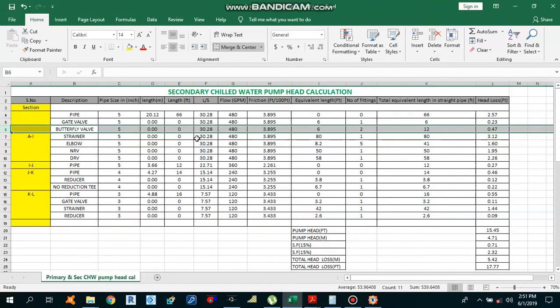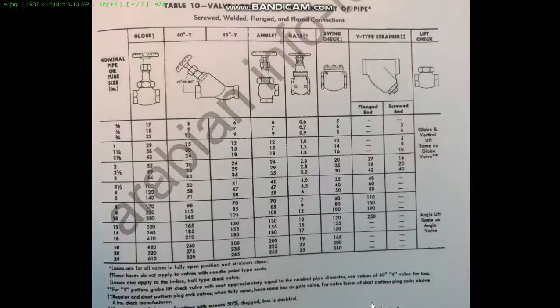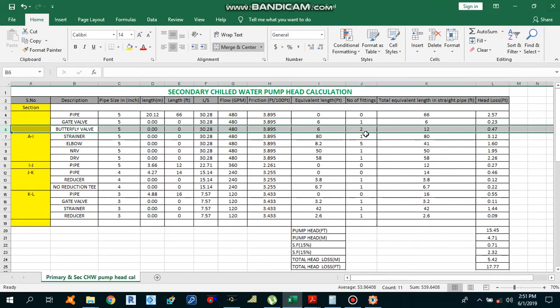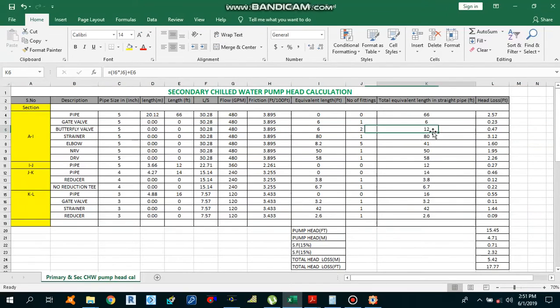Now move to the butterfly valve. We have 5-inch pipe size, the 5-inch butterfly valve over here, so we need to calculate the equivalent length. Since butterfly valve is not listed over here, we can go for the gate valve. Same 5-inch pipe size, that is 6. So again 6, but we have 2 butterfly valves over here, as we already checked on the section of the secondary chilled water pump. We have 2 butterfly valves, so 6 into 2, that is 12. Same way you get the head loss.